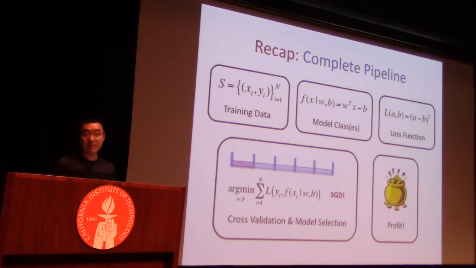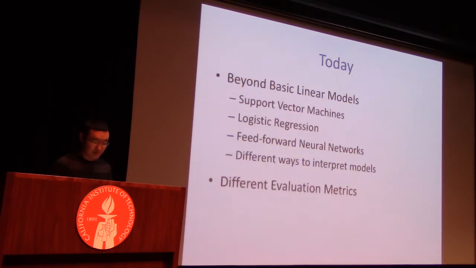So that's a recap of the first 3 lectures, first 2 lectures. Today, we'll look at beyond basic linear models, and so that means feed-forward neural networks. We'll talk a little bit about that. We'll also talk about different ways of training linear models under more sophisticated loss functions, such as those that give rise to support vector machines and logistic regression.